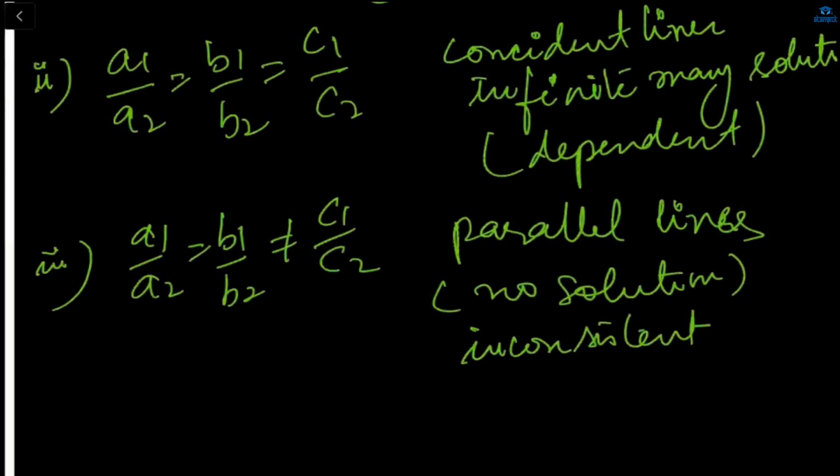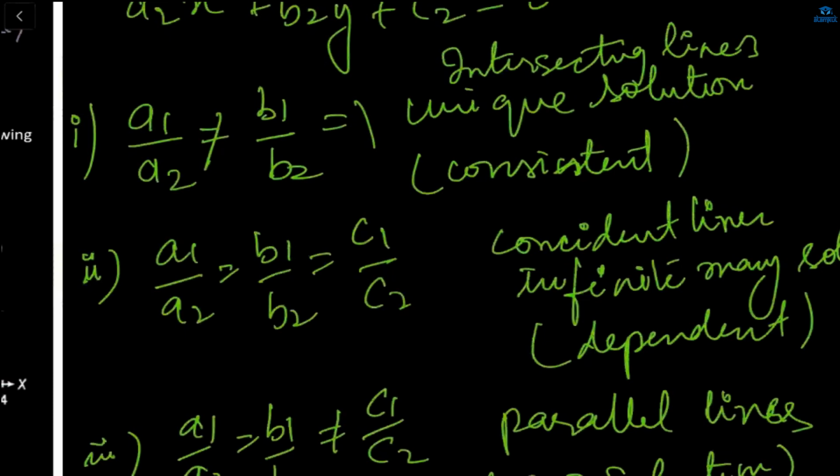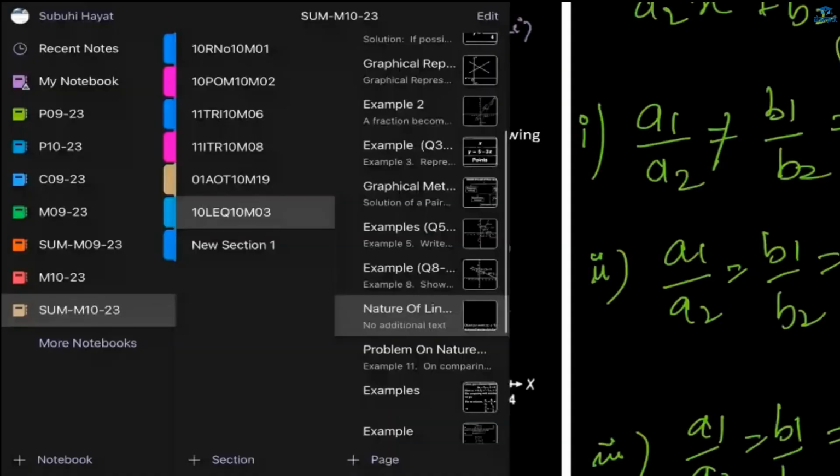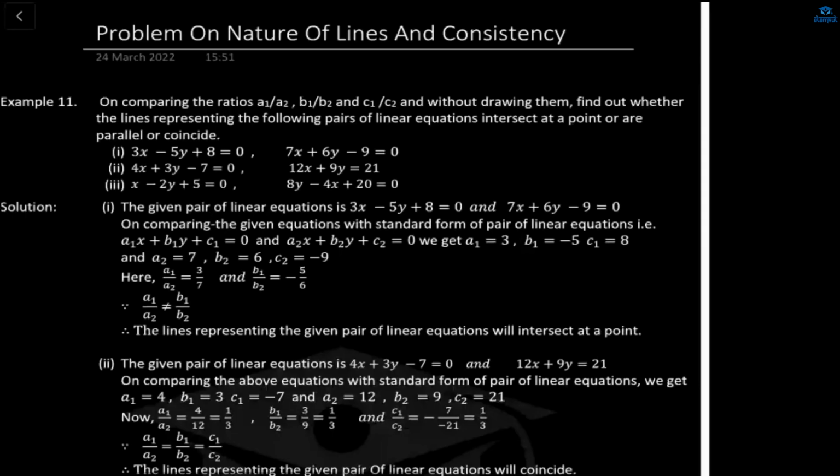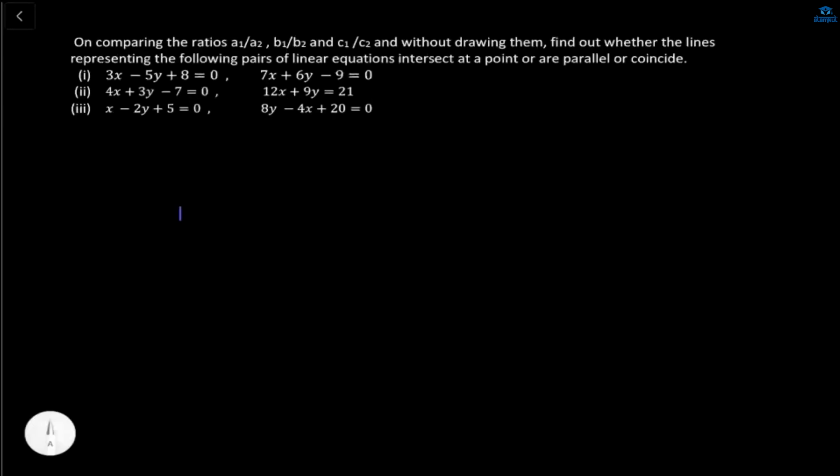Any doubt in these three? Because now we will have two or three questions on the basis of the nature of lines. Now if you see question number 11, for the first one, I'll just copy. The question is that you have to compare the values of the coefficients and find out whether the linear equations are intersecting at a point, parallel, or coincident.